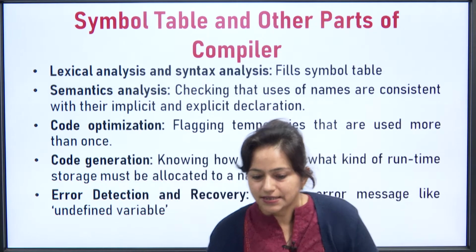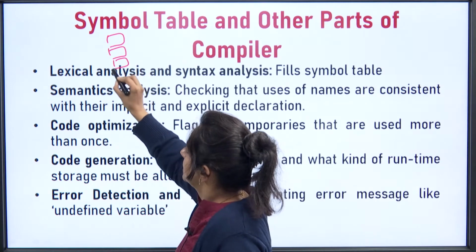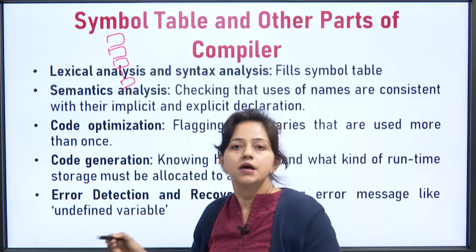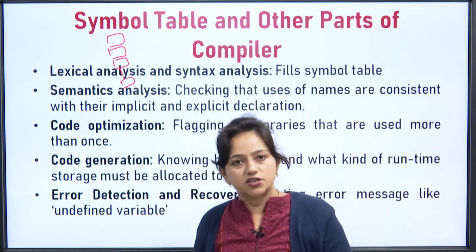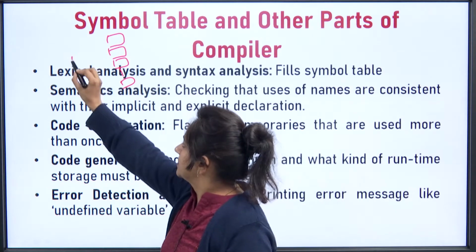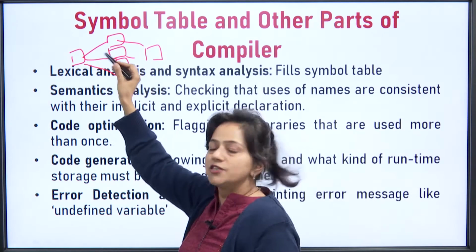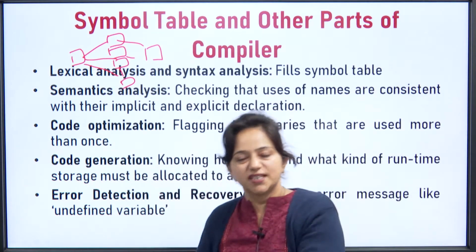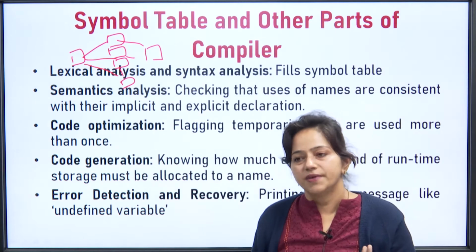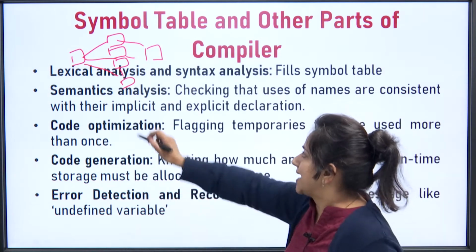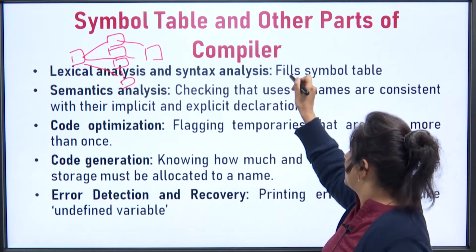Now, we know that there are the phases of the compiler like lexical analysis, syntax analysis, semantic analysis, then intermediate code generation, then code optimization and then code generation, and all these phases are linked with the symbol table. Some phases of the compiler write into the symbol table, while other phases fetch information from the symbol table. There are two phases, the lexical analysis phase and the syntax analysis phase, that fill the symbol table.